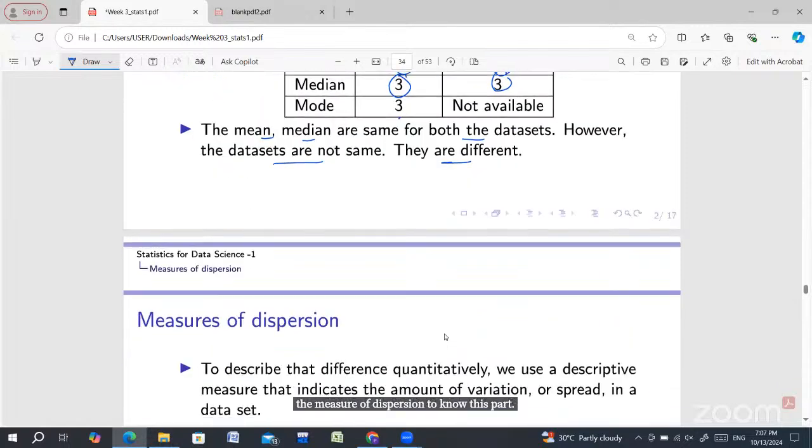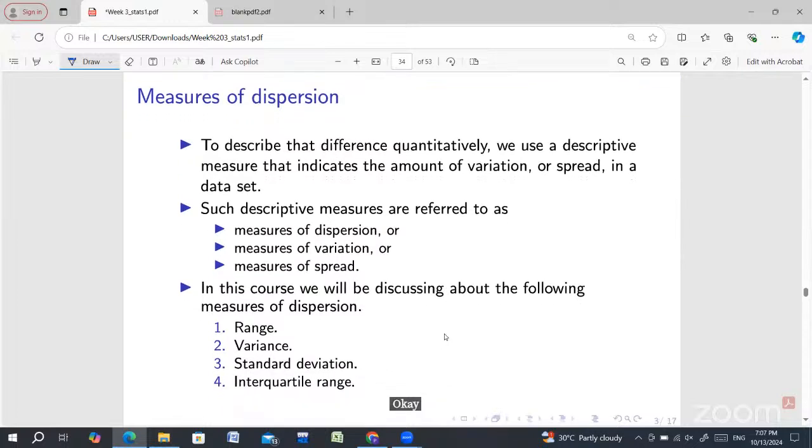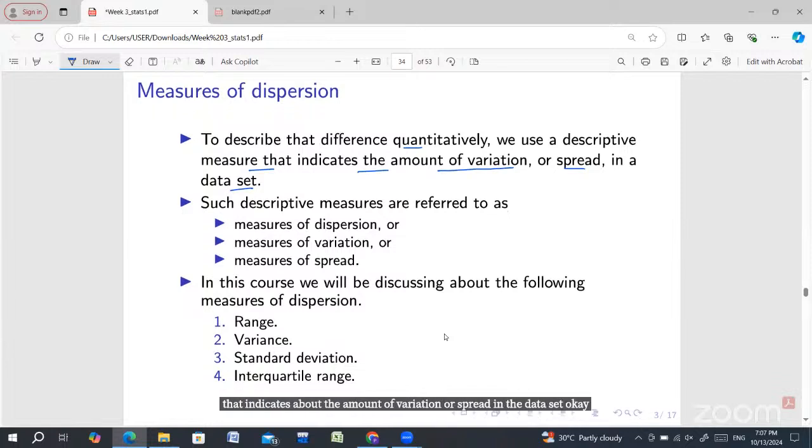So there are different measures of dispersion. What is written here? To describe the difference quantitatively, we use descriptive measures that indicate the amount of variation or spread in the data set.